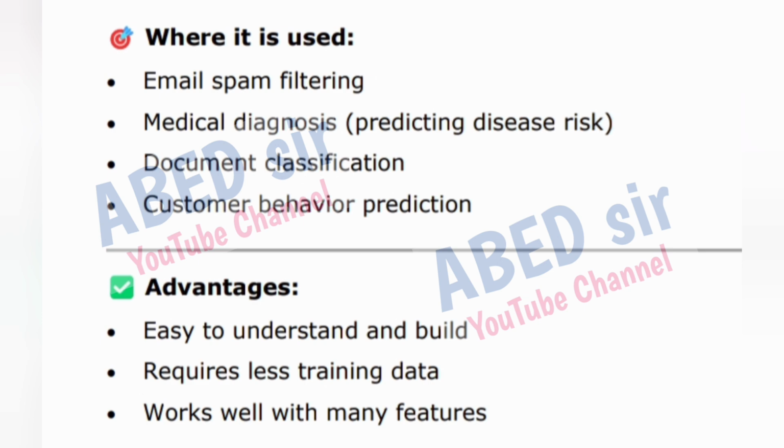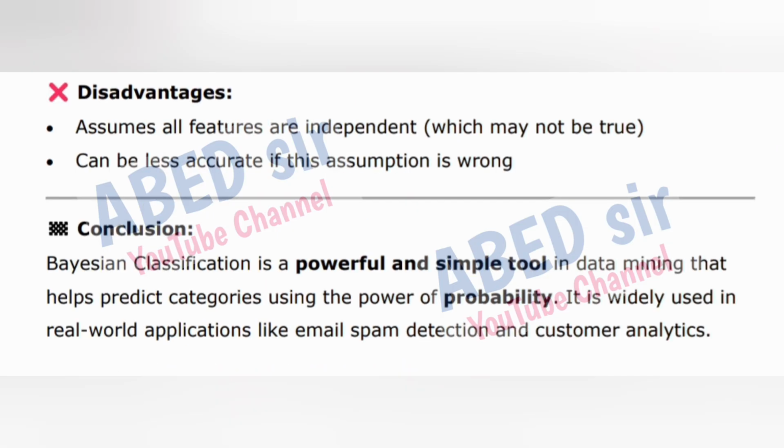Advantages. Easy to understand and build. Requires less training data. Works well with many features. Disadvantages. Assumes all features are independent, which may not be true. Can be less accurate if this assumption is wrong.